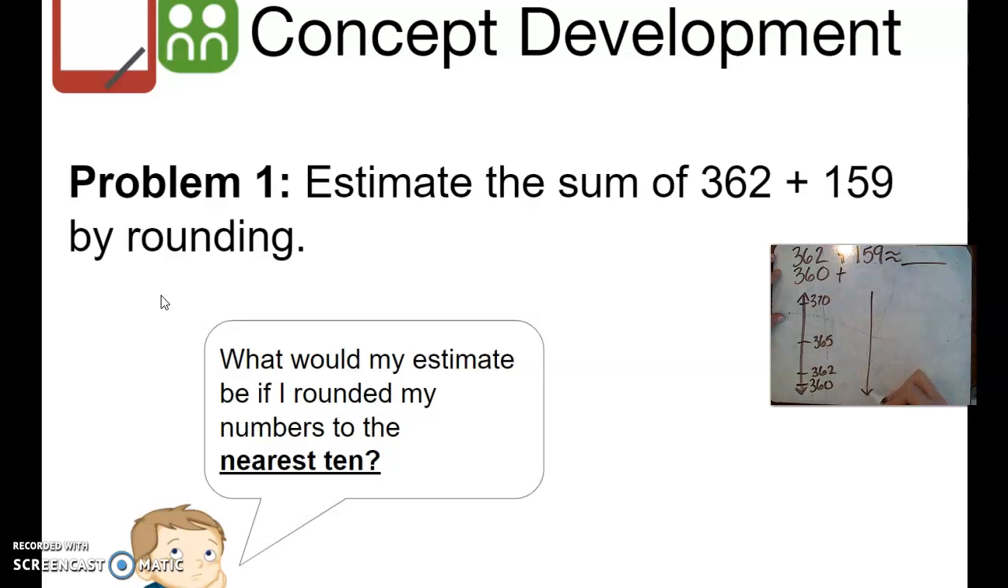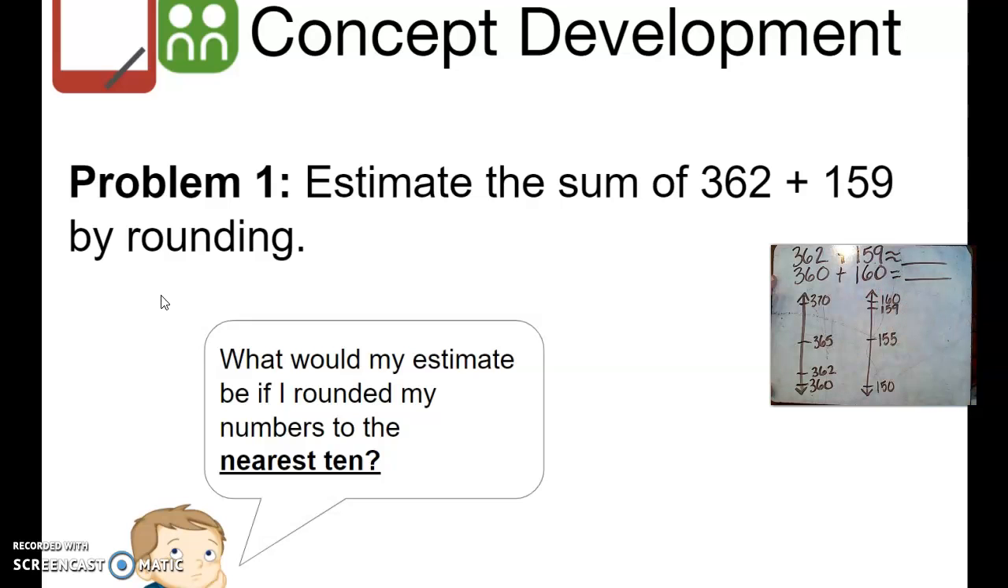Draw my number line. At any point, if you feel like drawing the number lines before me, you are more than welcome to pause this video and do so. 159, I know my closest tens are 150 and 160. Go ahead and pause, find the midpoint, and where my 159 goes. Great job. I know that 155 is right in the middle, which means 159 is right up here, very close to 160. So if I were going to round 159 to the nearest 10, I would round it to 160.